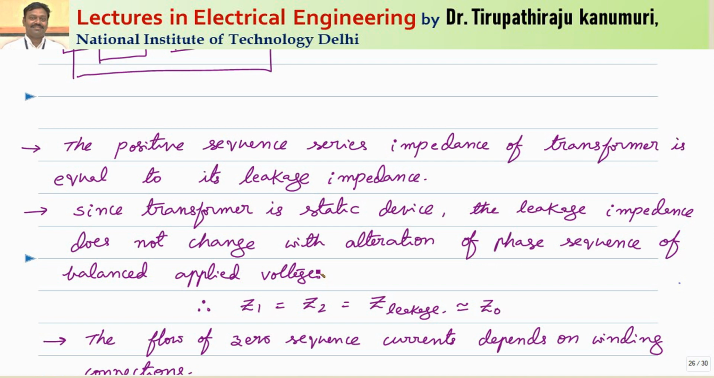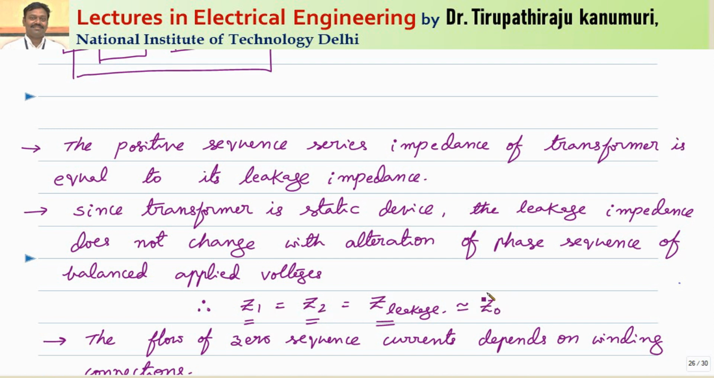So we can tell that for a transformer, the positive sequence impedance will be exactly equal to the negative sequence impedance, which is nothing but the leakage impedance of the transformer, which we have studied in the transformers playlist. We have seen the transformer leakage impedance, that series reactance. That is equal to the positive sequence impedance as well as the negative sequence impedance.